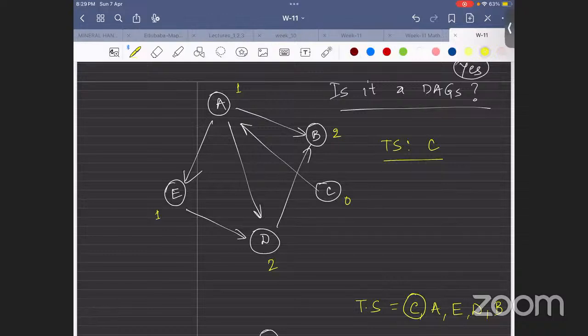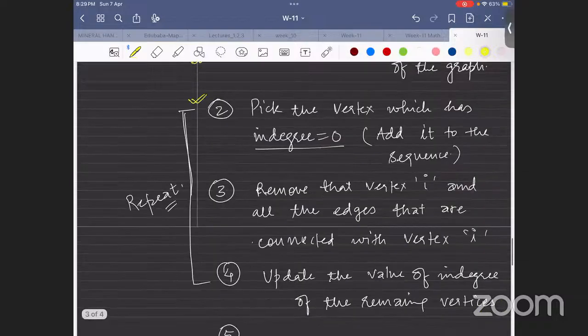Whenever you are removing a vertex, what was the first step? We just calculated the in degree, and after that we remove the vertices with in degree 0 along with the incident edges, the connected edges. After that also you'll see that you'll get a DAG only. That is also one of the properties of a DAG. In the result also you'll be getting a DAG itself. Okay, is it clear?